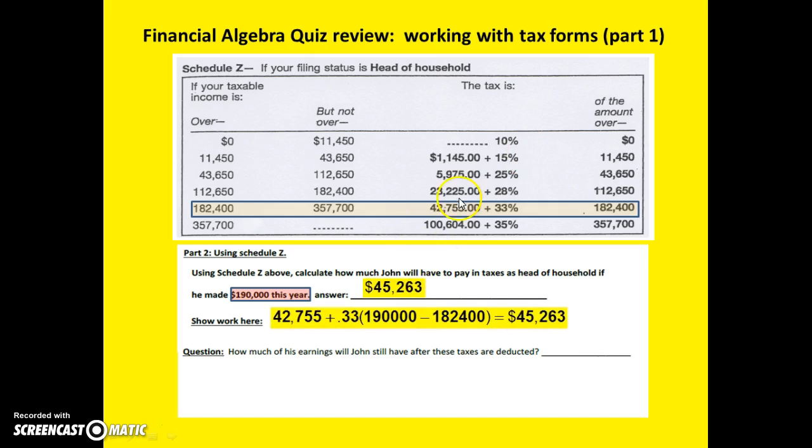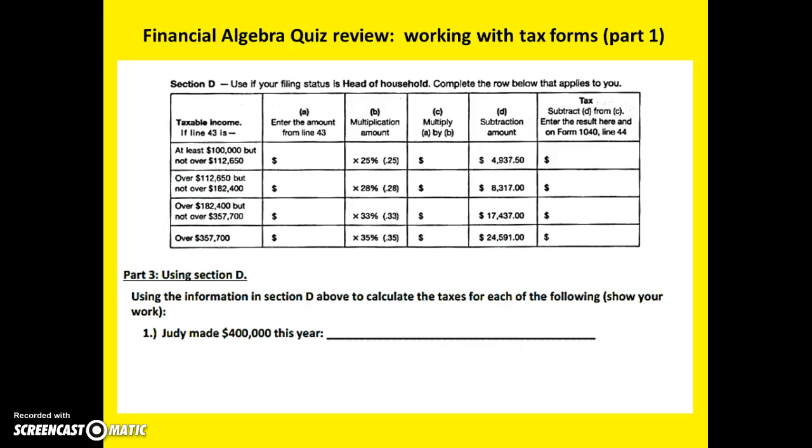So that is what you're going to use to figure how much you owe in taxes. You literally just plug it in. 42,755 plus 33% of how much you made minus 182,400. And that comes out to $45,263. So that's how much John paid on his $190,000 this year. Then it says how much of his earnings will John still have after these taxes are deducted. So we start with the $190,000 that he made, take away the $45,263, and he's left with $144,737.